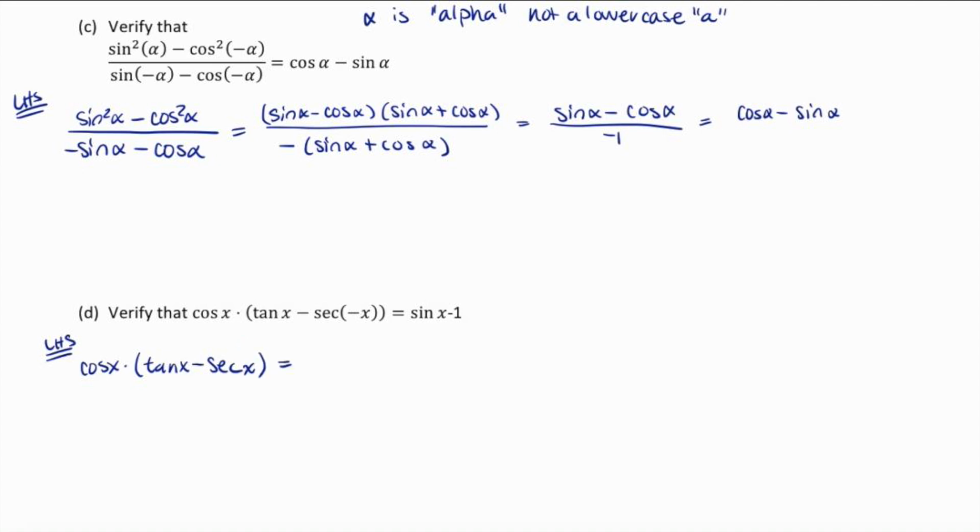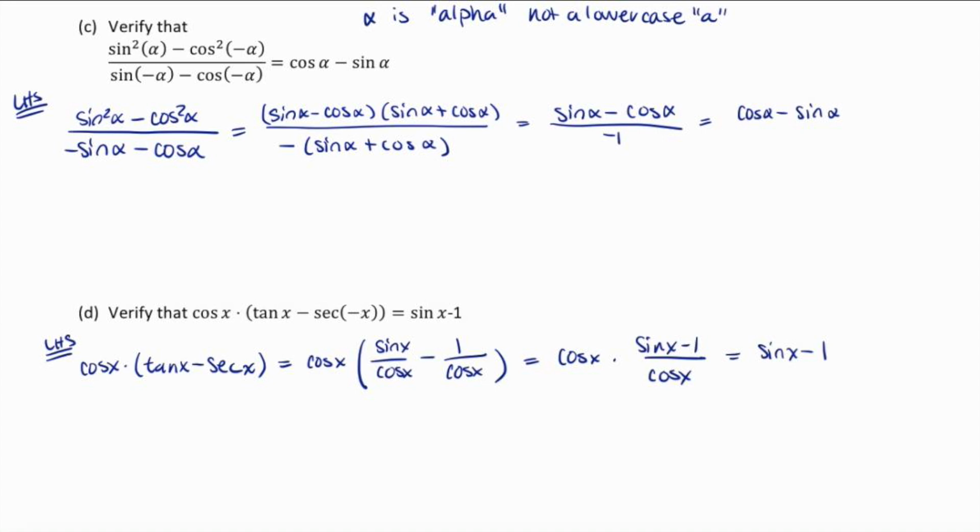And I can rewrite this as cosine of x. And here I have sine x over cosine of x minus 1 over cosine of x. So this becomes cosine of x times sine x minus 1 over cosine of x. If you notice, we have a matching pair in the numerator and denominator. And since we have these factors in common here, cosine of x divided by cosine of x is just 1. So we end up with sine of x minus 1. And we are done.